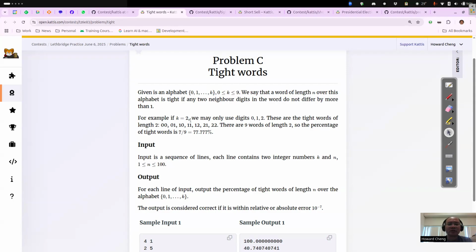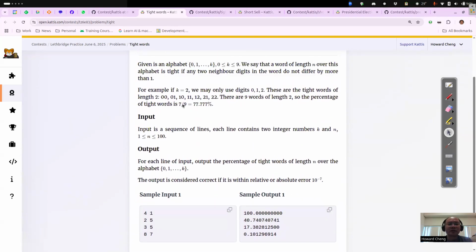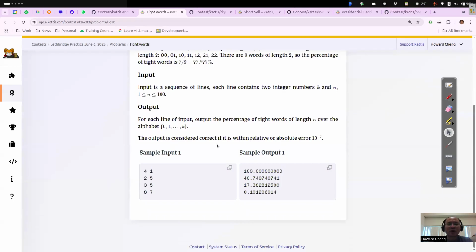So for example, K equals 2, you can only use digits 0, 1, and 2. The tight words of length 2 are these ones. But 0, 2, for example, is not. And neither is 2, 0. Okay, and then the percentage is 7 out of 9. So input is a sequence of lines. Each line contains 2 integers, K and N. N is at most 100, K is at most 9. And then you're supposed to output the percentage.